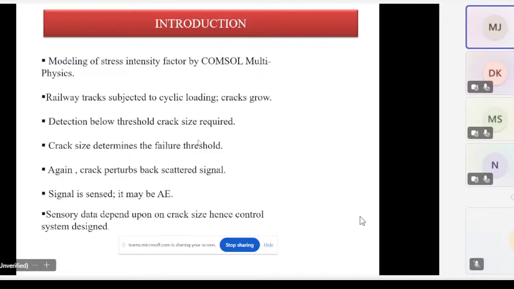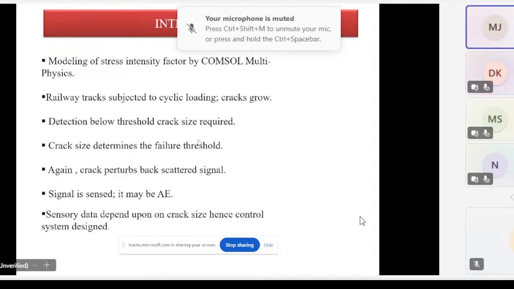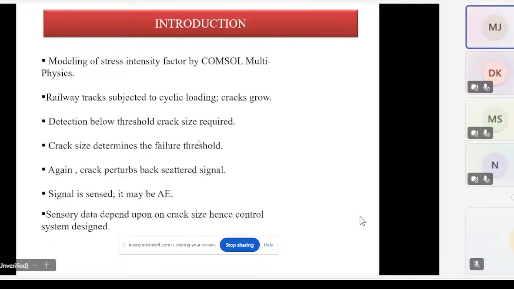Now, whenever you generate a crack, what happens? First of all, any kind of thing that I'm doing, basically, I'm releasing some acoustic waves. If I'm raising my hand, some acoustic wave is generated. So acoustic wave emission technique is one non-destructive technique.